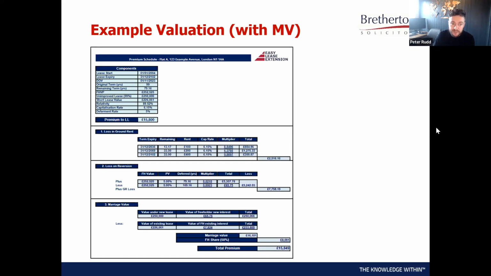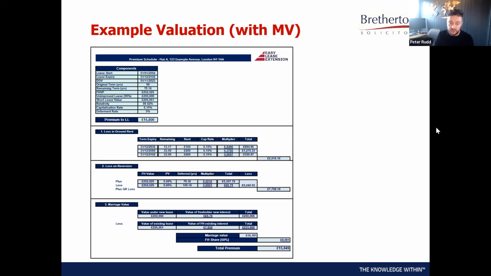So we're using the same flat, a £250,000 flat, but the only difference is this is a year later, or a lease granted 1 year before, meaning it's got a lower term and we are within the realms of marriage value. So in this example, we've got the same two calculations. You've got your loss in rent and your loss on your reversion. Now, in addition to this, we have to calculate the marriage value.